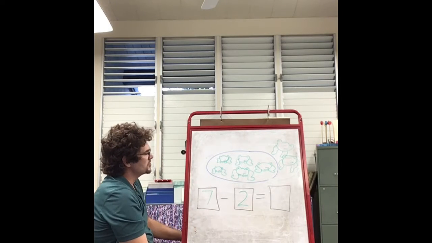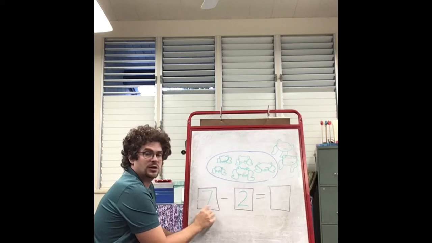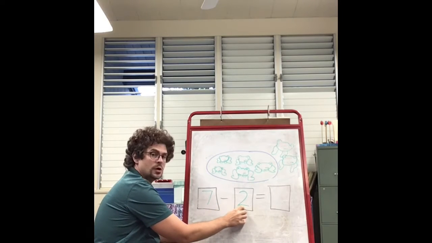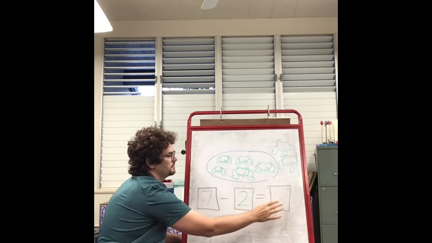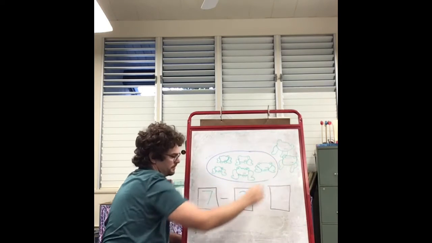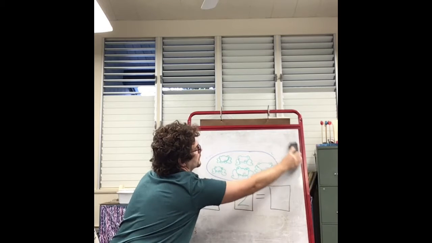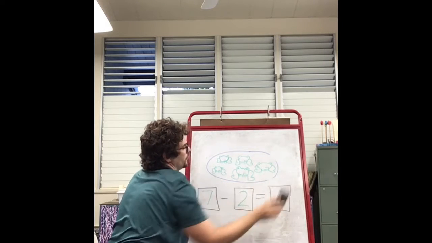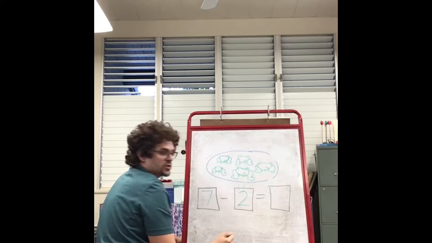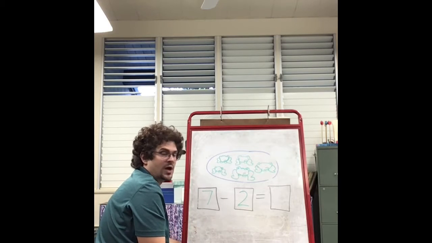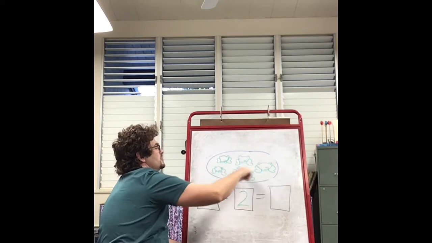So now we read our subtraction problem. It says 7 minus 2 equals blank. So if these 2 go away, and let's say they're gone, then we're looking for how many frogs are still playing today, okay? And that's going to be whatever is left over.